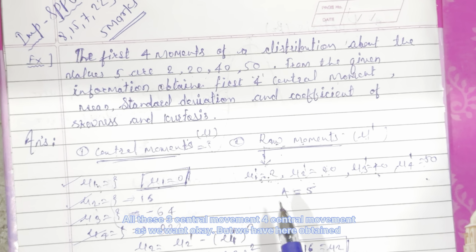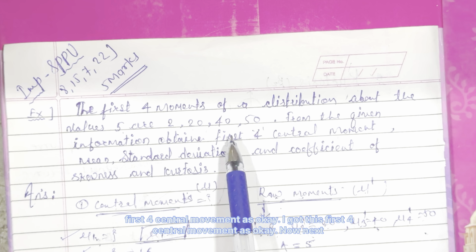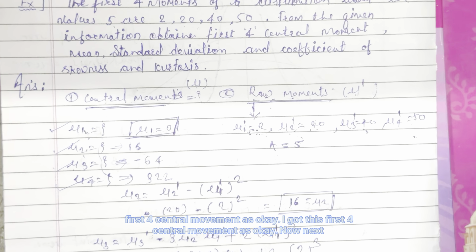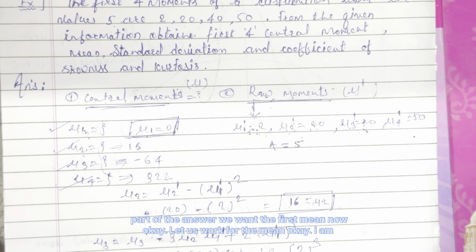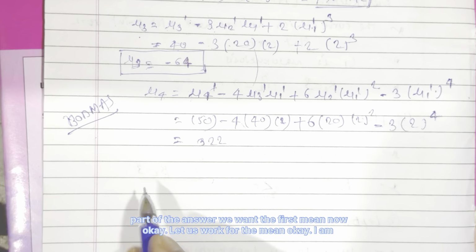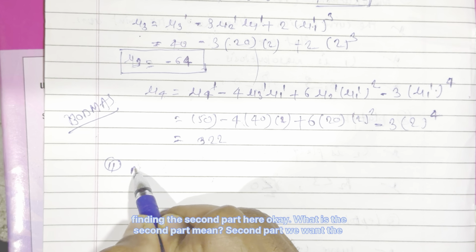So I got mu1, mu2, mu3 and mu4. All these four central moments we wanted. What we were given, we obtained the first 4 central moments. Now for the next part of the answer, we want the mean. Let's work for the mean. I'm finding the second part here. What is the second part? Mean.